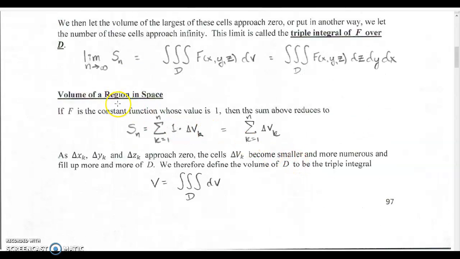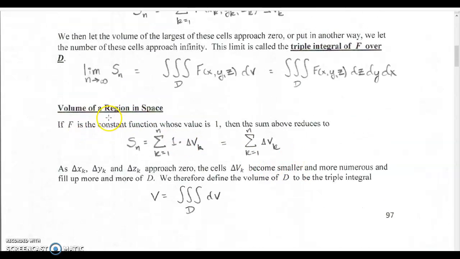So the volume of a region in space then, if f is the constant function 1, then I'm just adding up all those little volumes, right? So the sum reduces to just adding up all the little volumes. As delta x sub k, delta y sub k, and delta z sub k approach 0, the cells become smaller. The cell volumes become smaller and more numerous, and they fill up more and more of D. We therefore define the volume of D to be the triple integral right here.